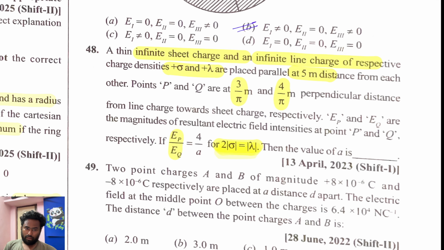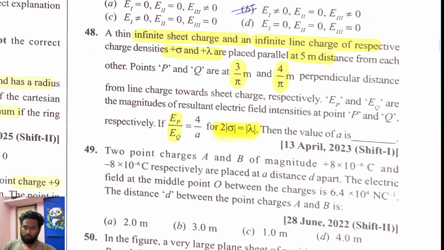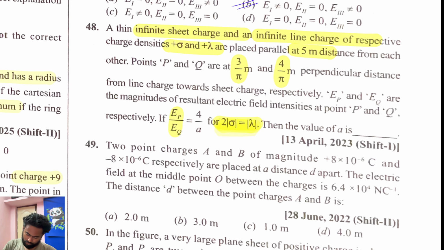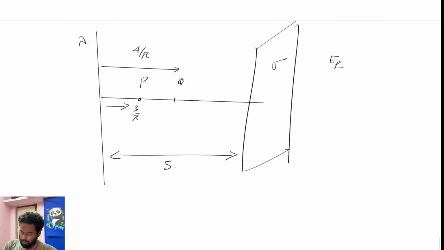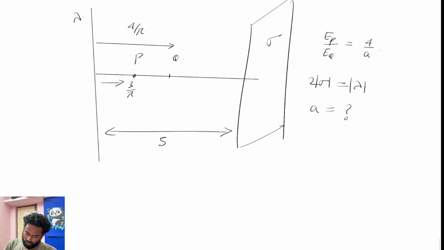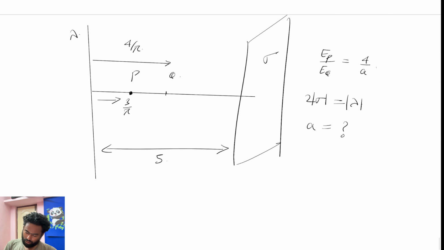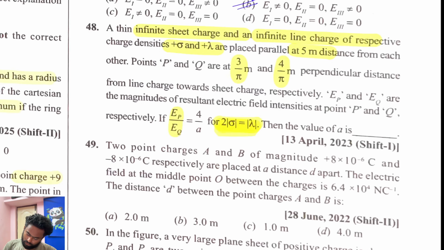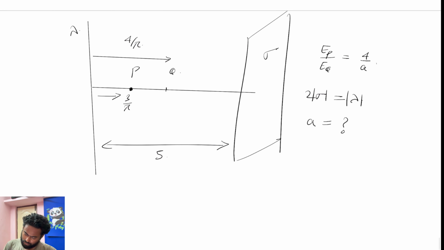So 2 sigma equals lambda, and they are asking the value of A, where EP by EQ equals 4 by A. What will be the value of A? Let's see the electric field at P. Direction they have not given, so both are plus. So the electric field at P upon the electric field at Q equals 4 by A.